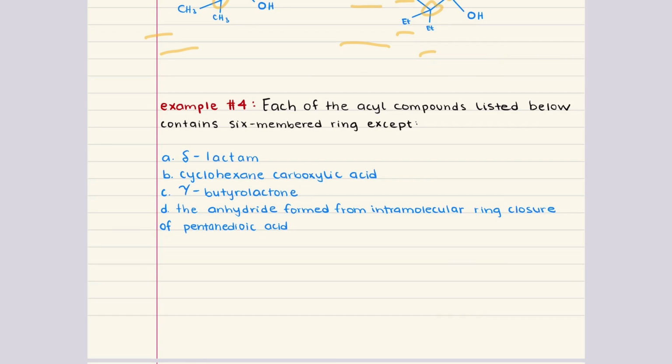Let's work through the options here, starting with choice A, delta-lactam. A delta-lactam forms a 6-membered ring because the ring includes the carbonyl carbon, the nitrogen atom, and 4 carbon atoms. So that gives us a total of 6 atoms. Choice A has a 6-membered ring. Choice B is a cyclohexane carboxylic acid. Cyclohexane is a 6-carbon ring by definition. The carboxylic acid group is attached outside of the ring, so the ring still remains 6-membered. So choice B is also a 6-membered ring.